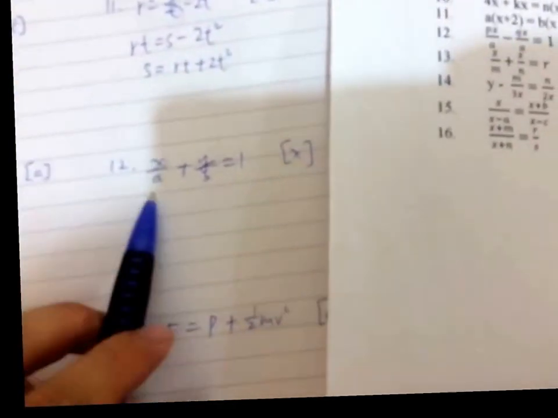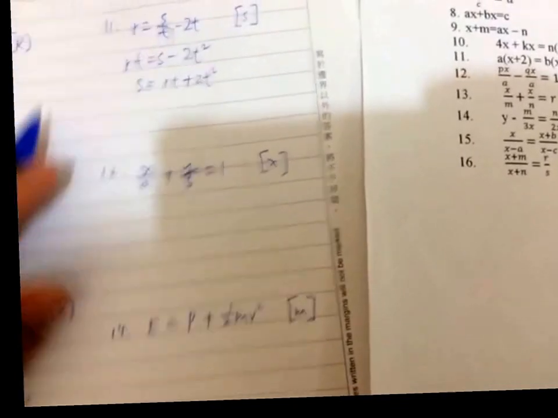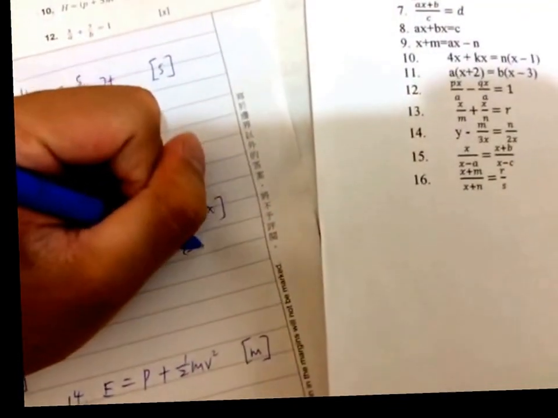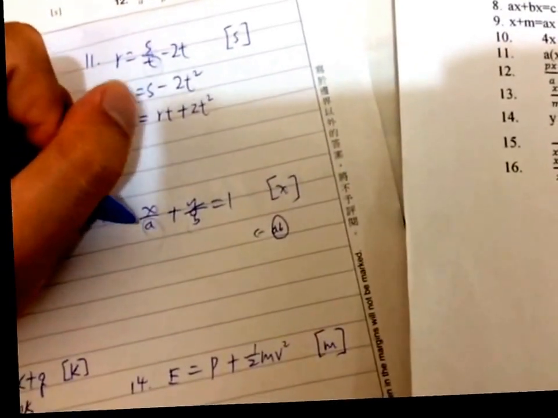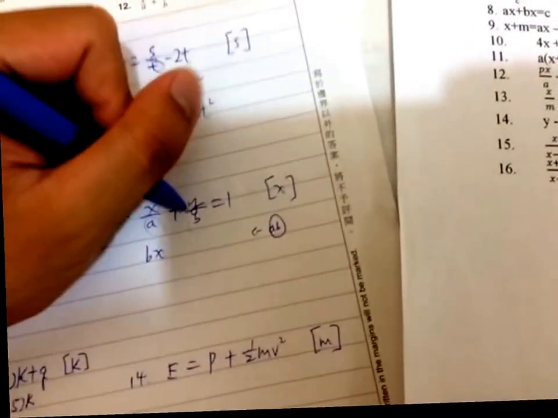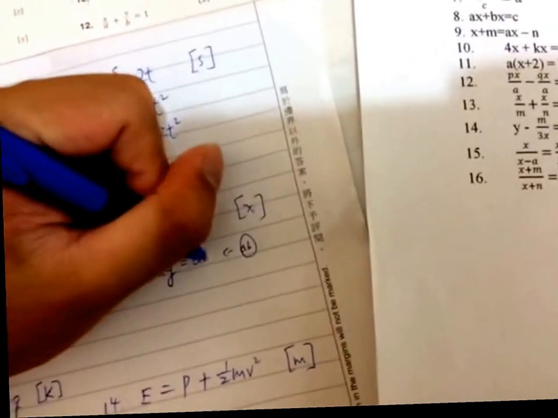Okay, this one, a, b, 1, so fractions, I have to multiply the LCM of the denominator, which is A and B. So I multiply AB. So multiply AB. AB over A is B times X. AB over B is A times Y. 1 times AB, just AB.